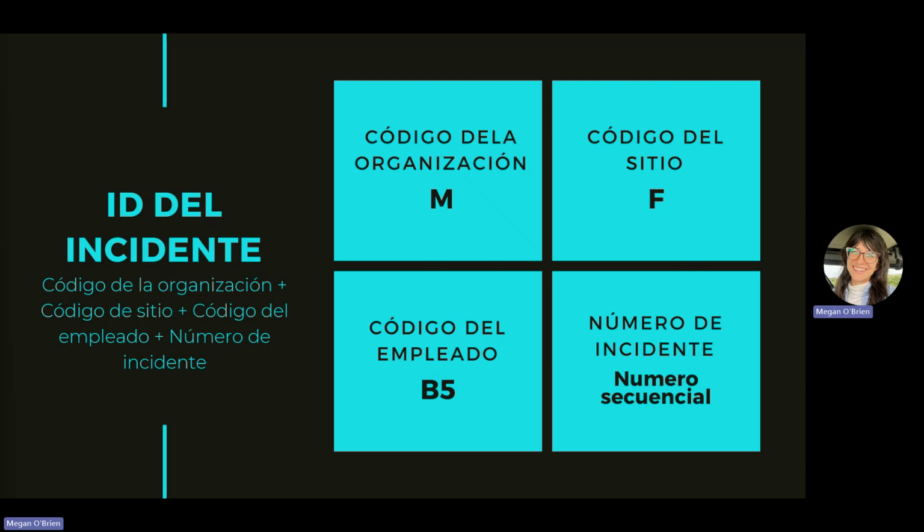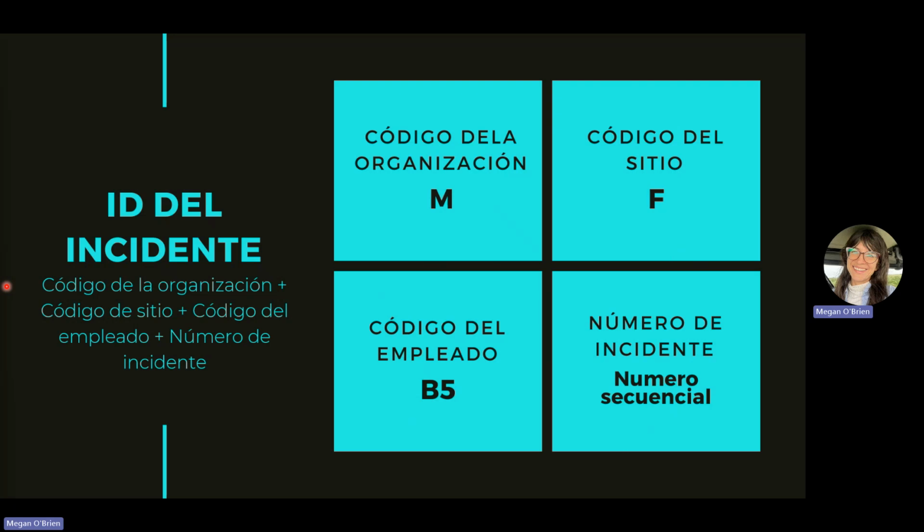Using the formula on this slide, let's come up with the incident ID for the 16th survivor reporting to our organization. The answer would be, I'm going to use my laser pointer here, M, F, B5, 016. That would be the incident ID for your 16th reported incidence of GBV.